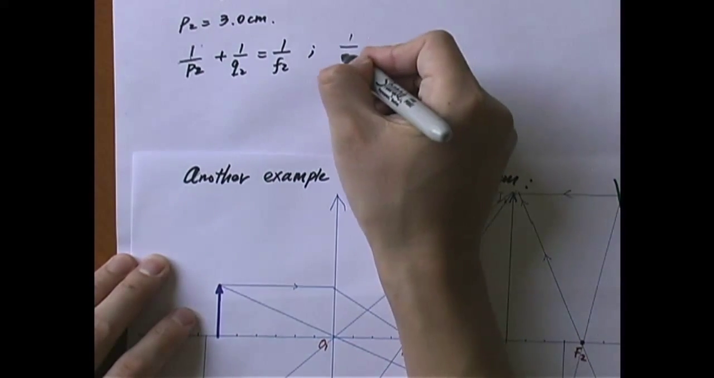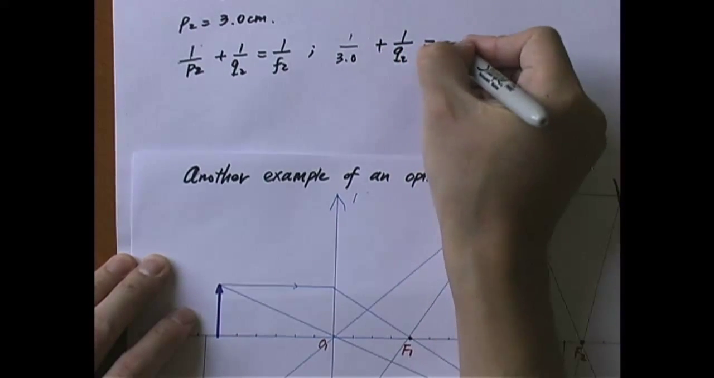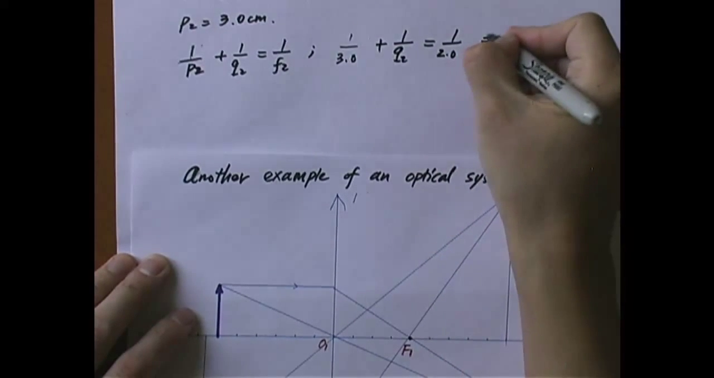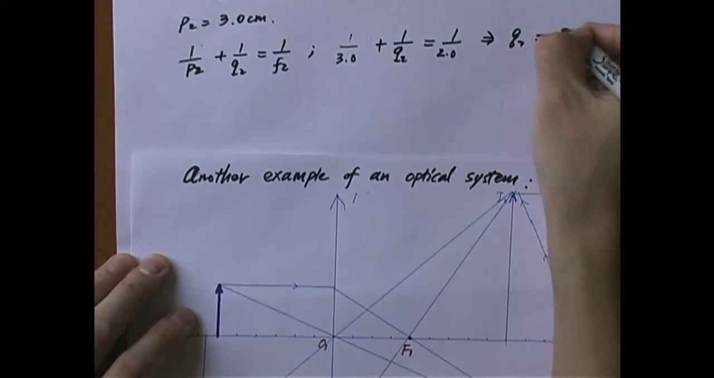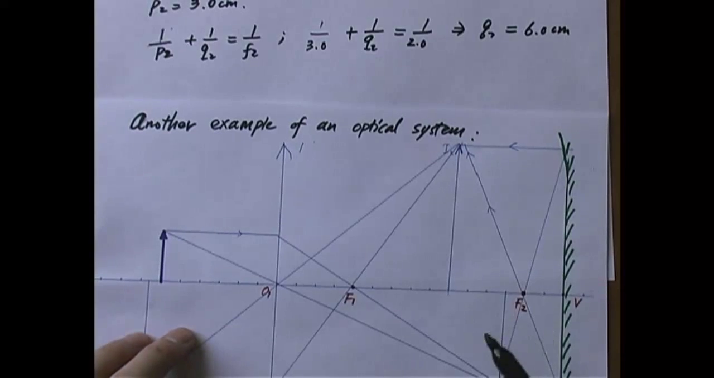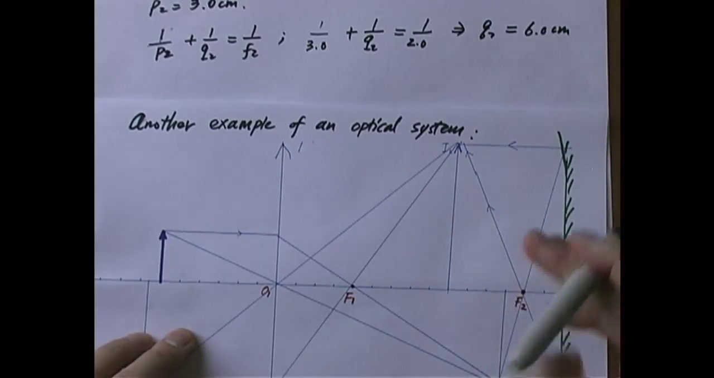In other words, 1 over 3 plus 1 over Q2 equals 1 over 2. What does that tell you about Q2? Q2 should be equal to 6 centimeters. See the way I draw it? 1, 2, 3, 4, 5, 6. Yes, it's about 6 centimeters. That's Q2. So far, everything works. Everything matches between the calculation and the drawing.